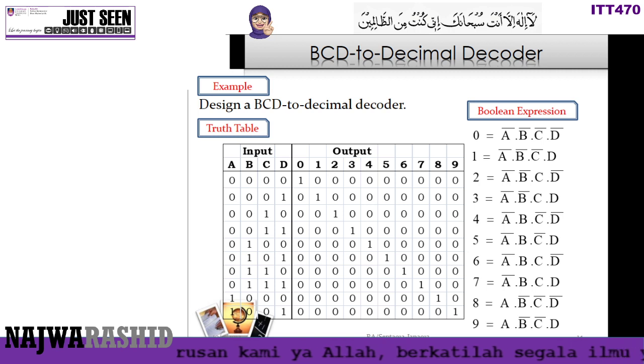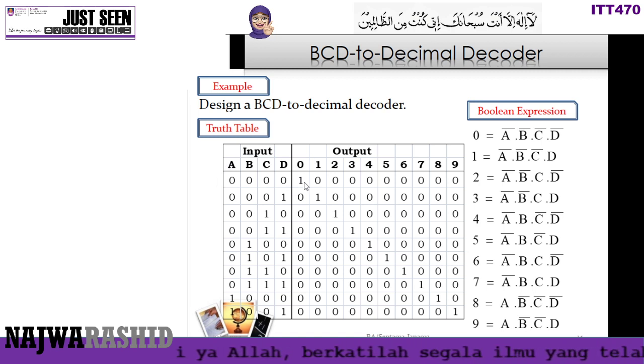Example: design a BCD to decimal decoder. You need to construct the truth table. Your truth table must have 4 inputs, A, B, C, and D, and it will generate 10 outputs, from 0 until 9. After you construct your truth table, you need to be able to identify the Boolean expression of each output. Let's say ABCD is 0000, so the output will be 0.